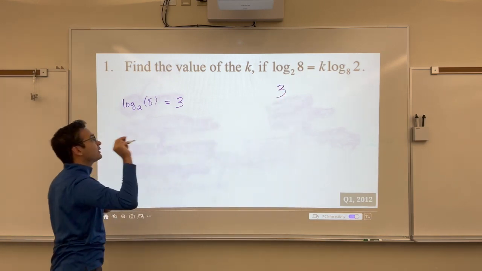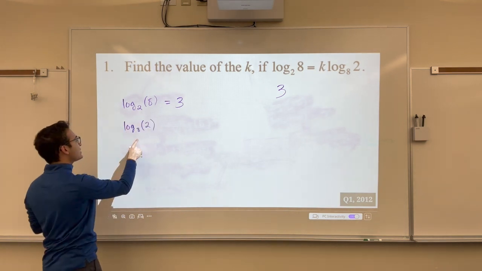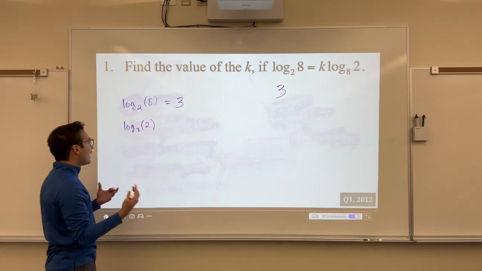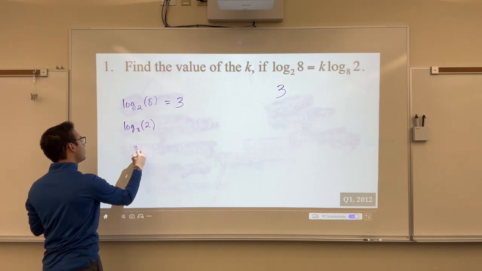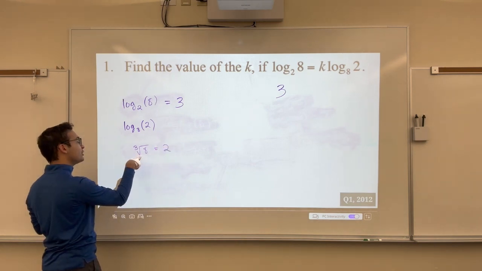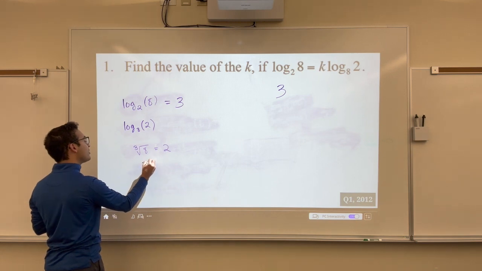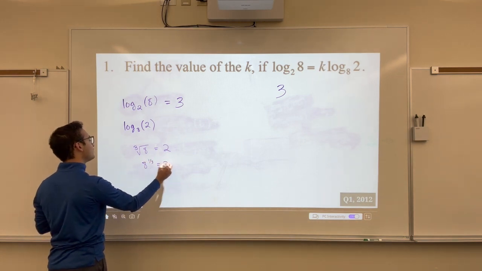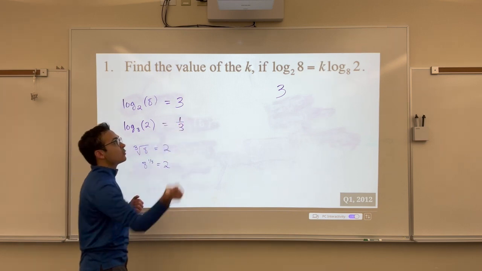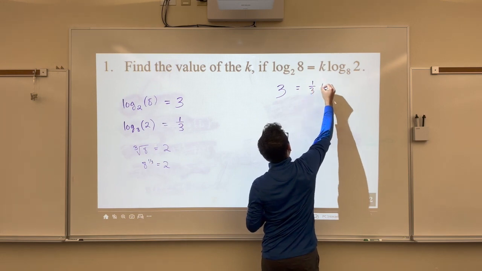Now, let's evaluate log base 8 of 2. The question is, 8 raised to what power gets us 2? Well, we know that the cubed root of 8 is equal to 2, and we can rewrite the cubed root in exponential form. So we would say that 8 raised to the 1/3 power is equal to 2. Therefore, the answer to this is 1/3. So we can say that 3 is equal to 1/3 times k.